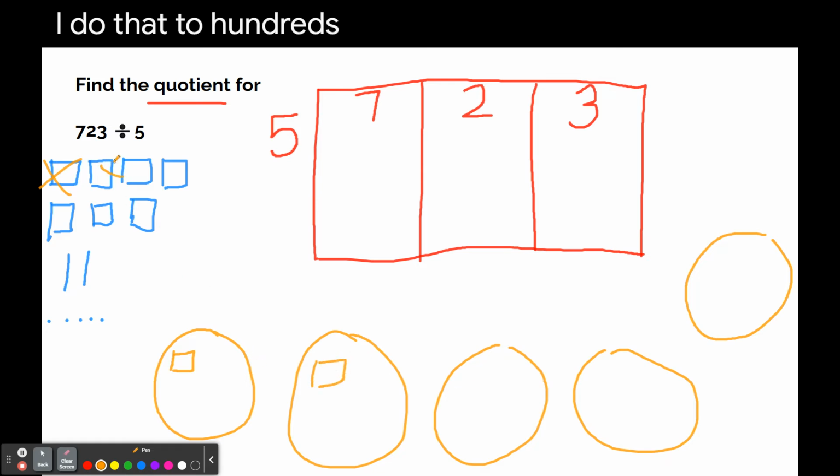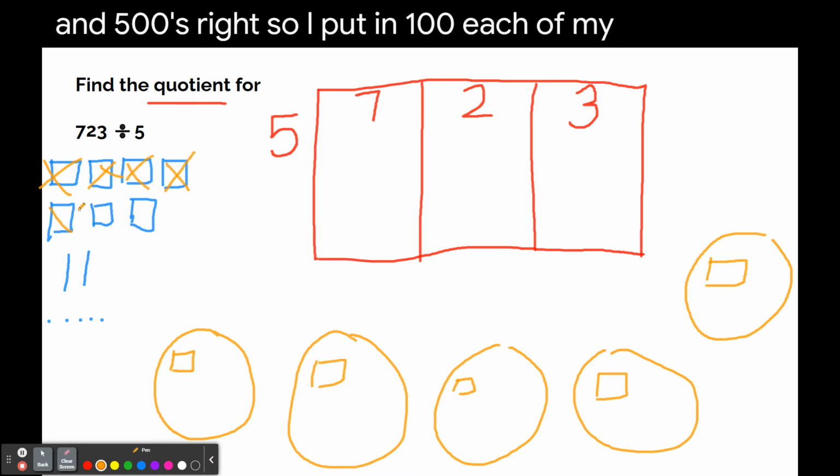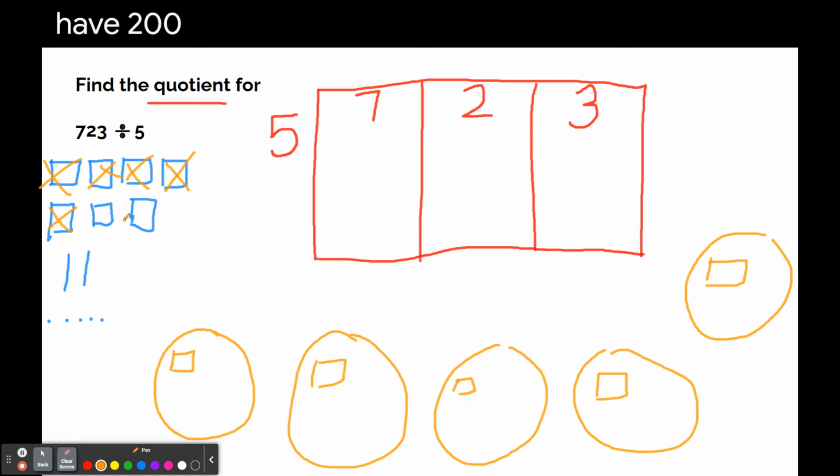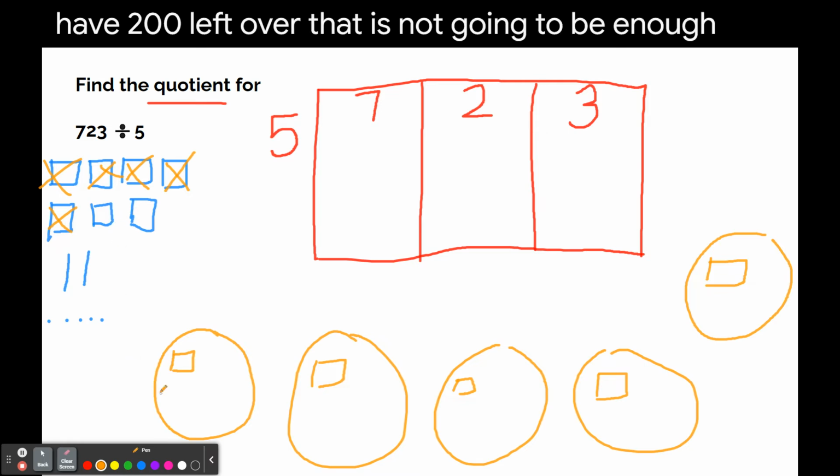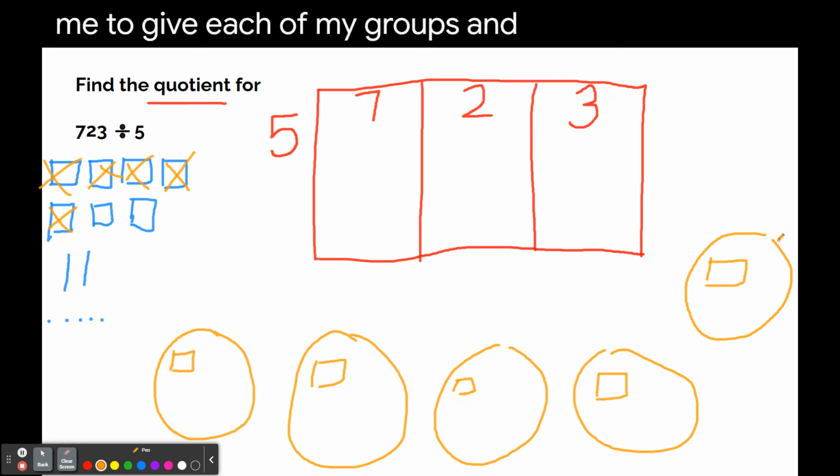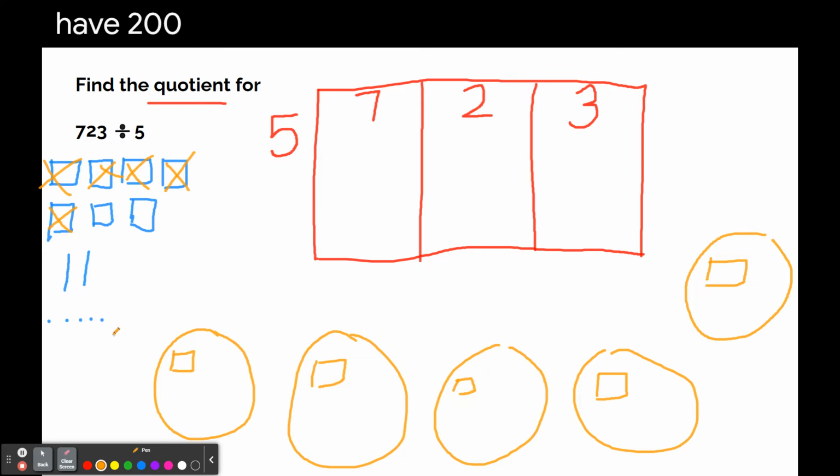200s, 300s, 400s, and 500s, right? So I put in 100 in each of my groups. I have 200s left over. That is not going to be enough for me to give each of my groups an equal amount. So I have 200s left over.